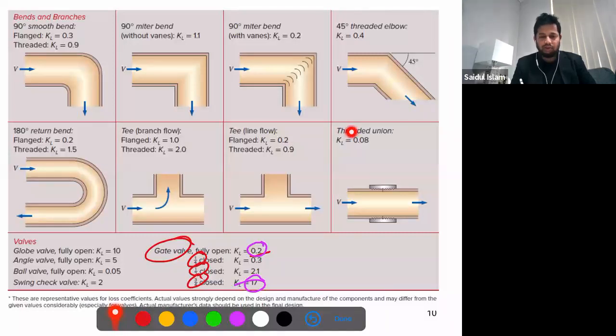So I'm not going to discuss this slide. You have all the information. You can check it later. You can go through this later on.